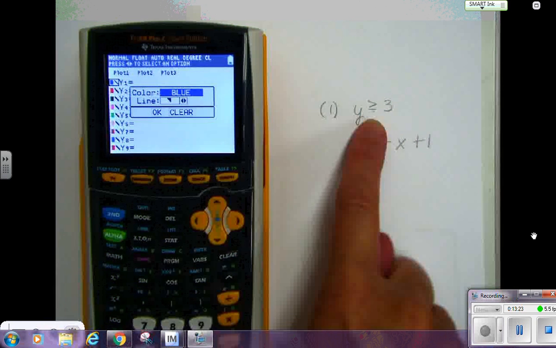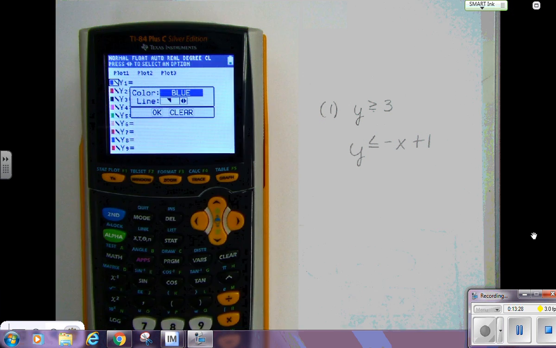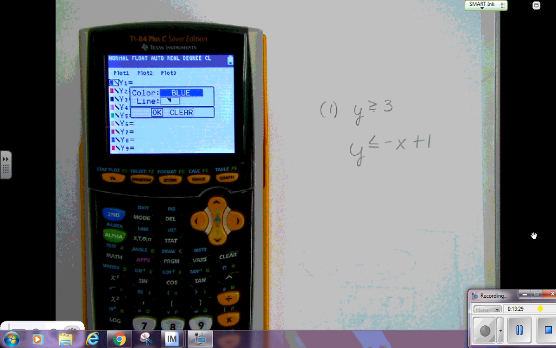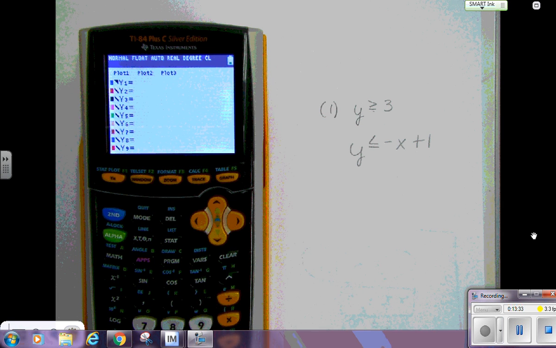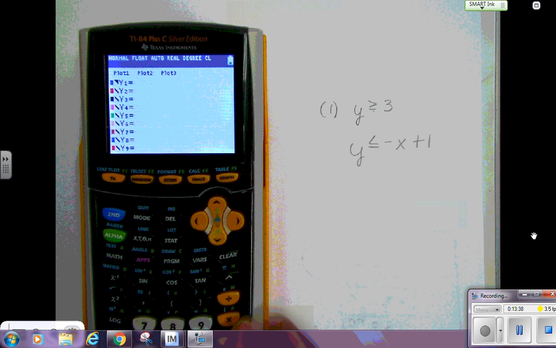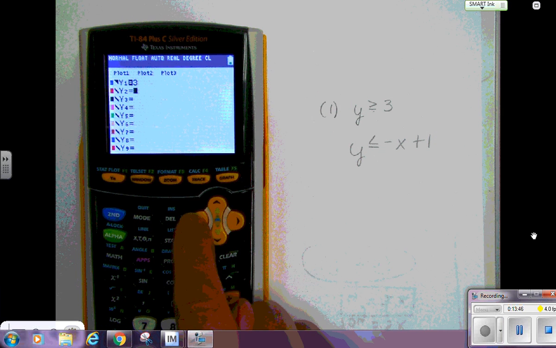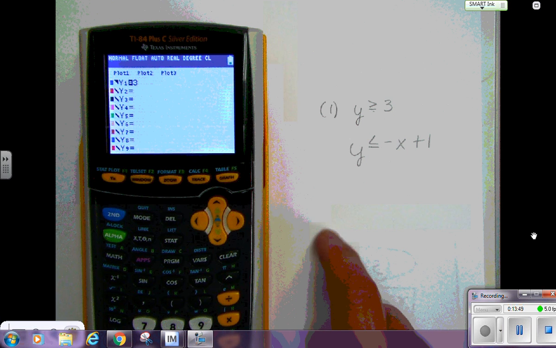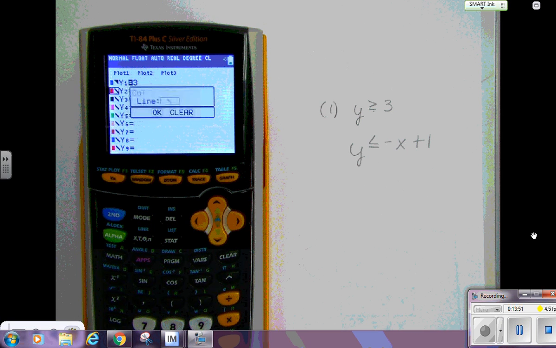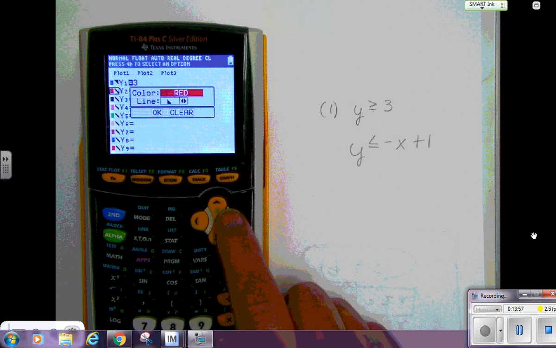Okay, so the first one is Y is greater than 3. This is greater than. So I'm going to press enter and OK. And now I have it set on greater than. So I'm going to type in the 3. I'm going to arrow back over to the other side and press 3, enter. So now I'm going to do the same thing with the next one. This one's less than though. So I'm going to go back before the Y. Press enter, go down to the line, and go to less than. There's less than. Press enter, enter.